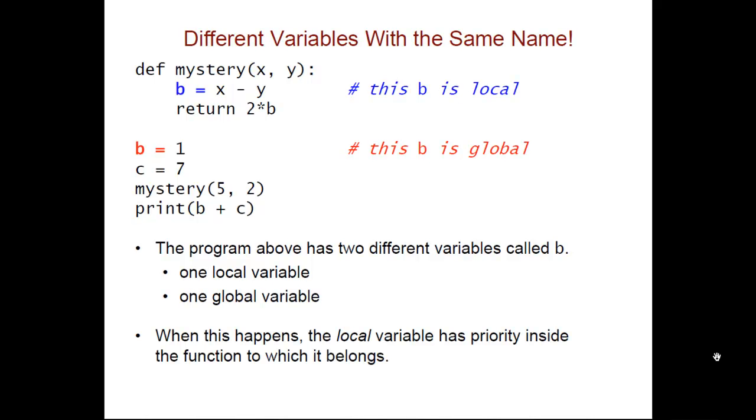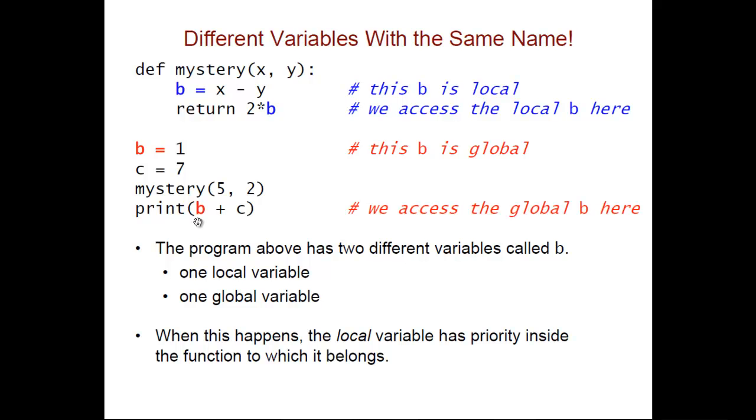A local variable always has priority in its own function. So up here, when I have 2 times b, I'm accessing the local b, not the global one. But down here, when I'm outside of mystery, I'm printing the global b.